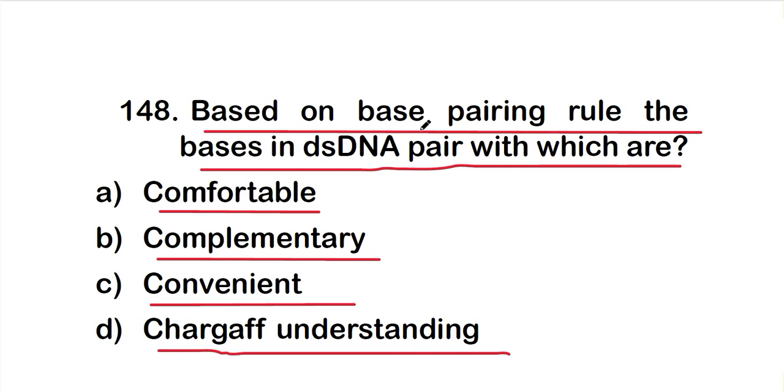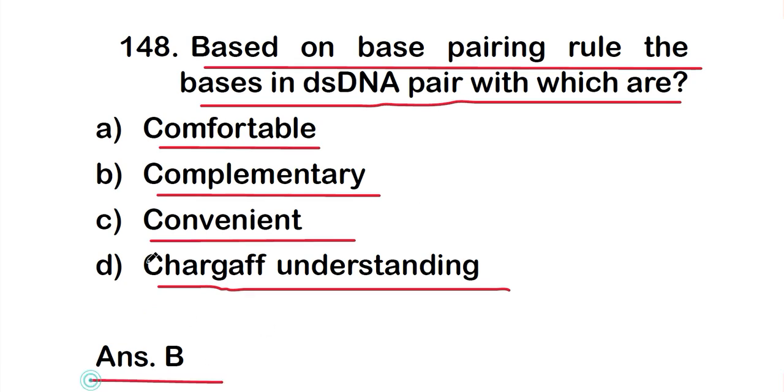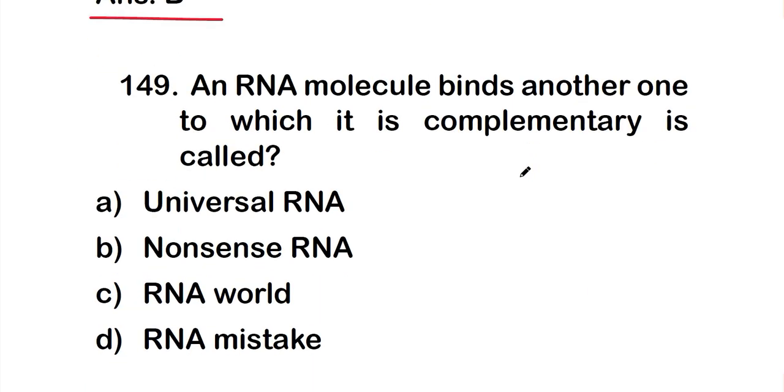So on the basis of which matter is the base pairing done between double stranded DNA? Two strands of DNA can base pair with each other depending on which matter or which base. So the right answer is option B, that is complementary base pairing. So based on base pairing rule, the bases in double stranded DNA pair with bases which are complementary to each other. So let's move on to question number 149.